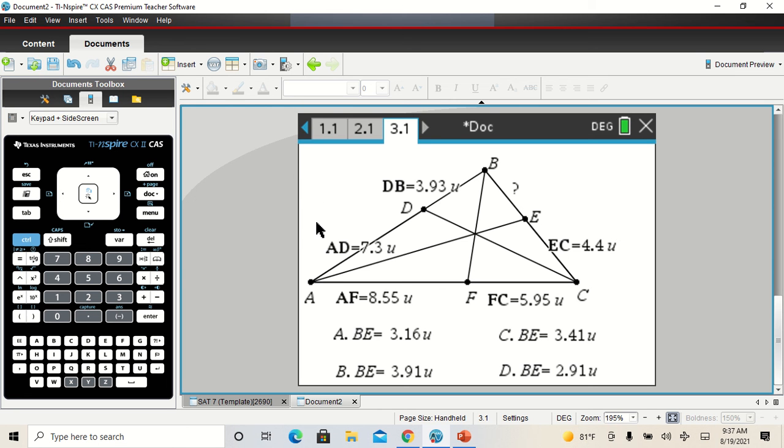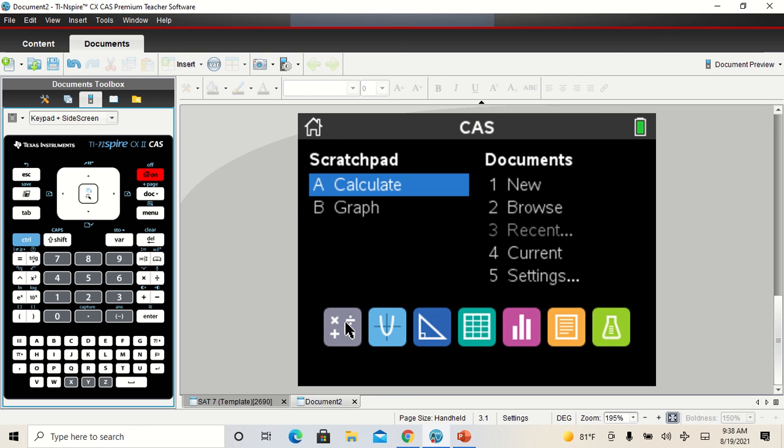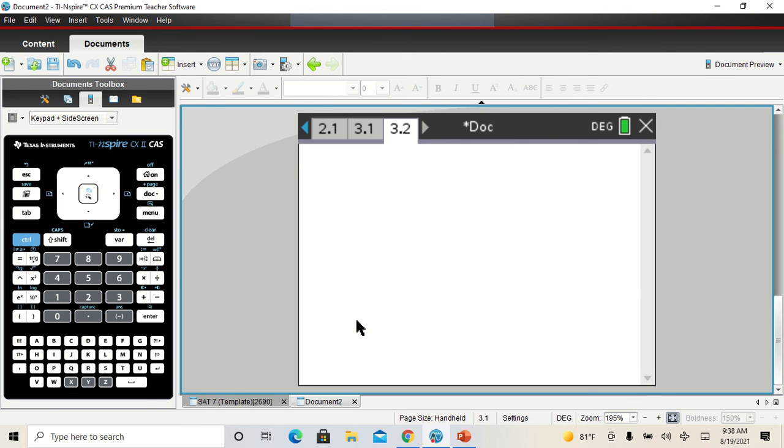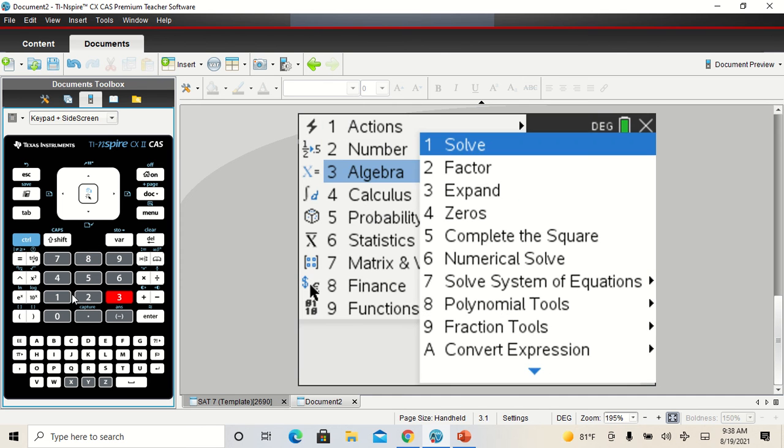So if I went in a pattern, it should be AD over BD. This I don't know, so I would call it X. And then I have X over EC times, and they said FC, so FC over AF. So now that I have that, I'm going to use the Inspire to solve it to see if it works. And I'm just going to do a new page. So I'm just going to do home, and I'm going to go to a calculator page. I could go to Scratchpad, but I try to stay away from that because it's not as good. And I'm going to do menu 3-1.